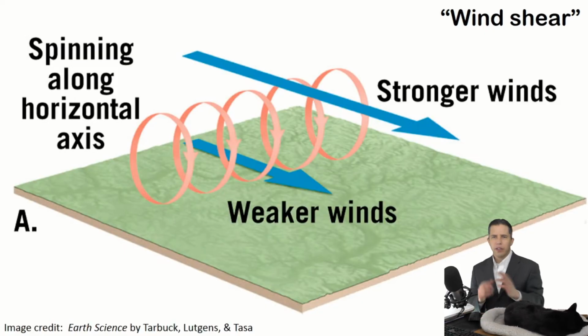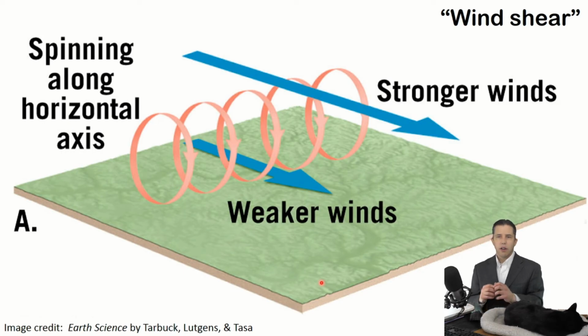So in order to get a tornado, you need some very vigorous convection. You need very unstable air, but you also need a couple other things. One thing you need is something called wind shear. And wind shear means that the wind is blowing stronger above your head than it is near the surface. And what that does is it makes the air near the ground kind of spin in a circle, right?